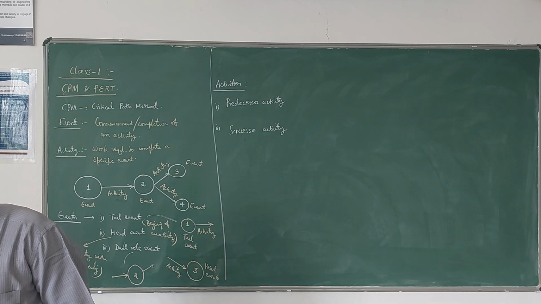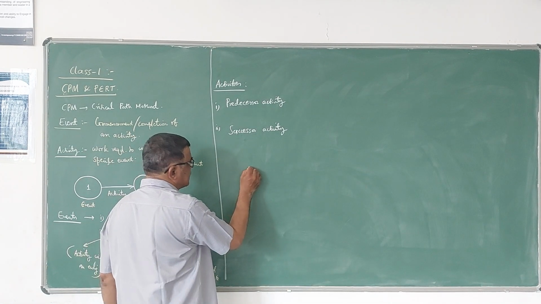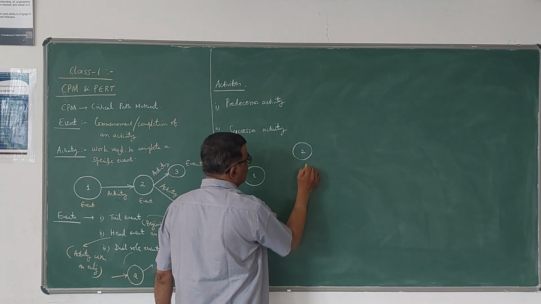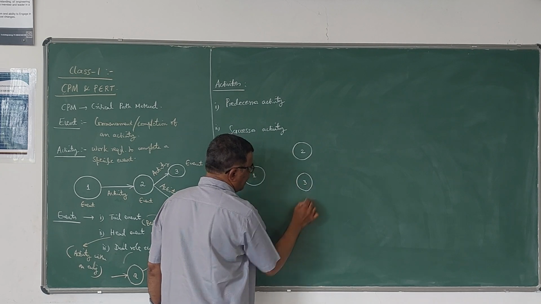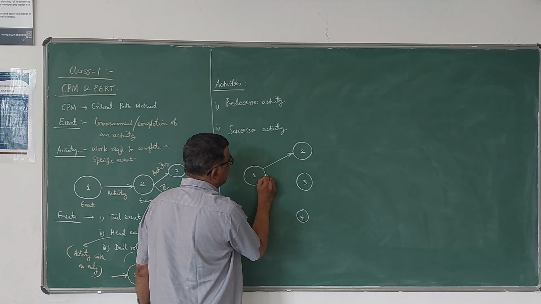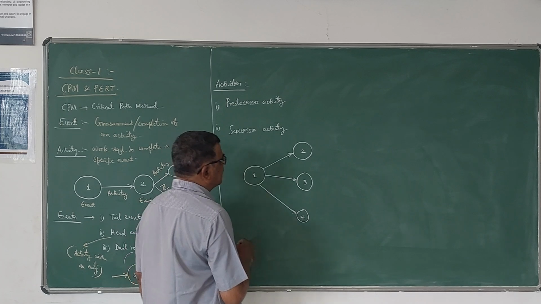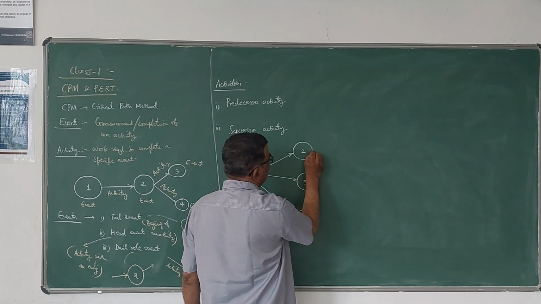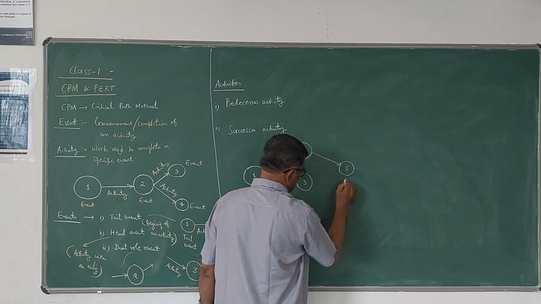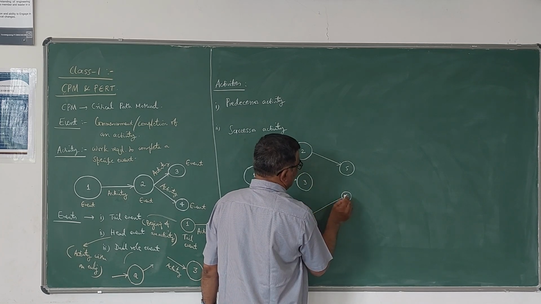Now, if you want to understand these two things, for example, I have a network like this: 1, 2, 3, 4. These are the events. Let me take the activities like this: 1, 2, 1, 3, 1, 4. They are the activities. Next, I take up 2 more, 5, 6, like this.